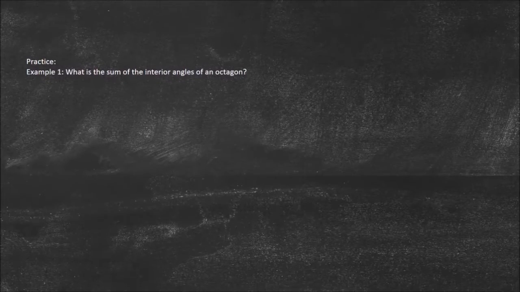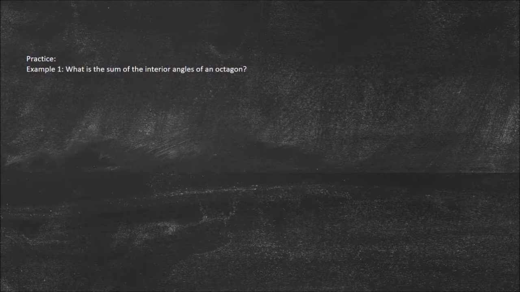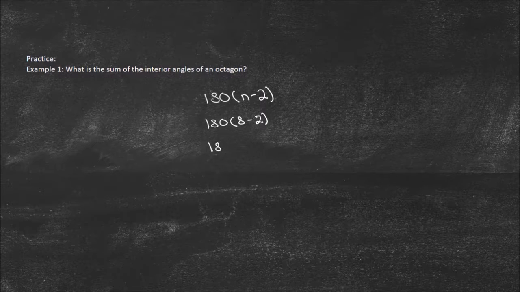What is the sum of the interior angles of an octagon? Well, I know my formula for the sum of interior angles is 180 times n minus 2. An octagon, if you remember, is an 8-sided shape, so it's 180 times 8 minus 2, and that will be 180 times 6. Let me get my calculator out for this one. 180 times 6 is going to give us 1,080 degrees.